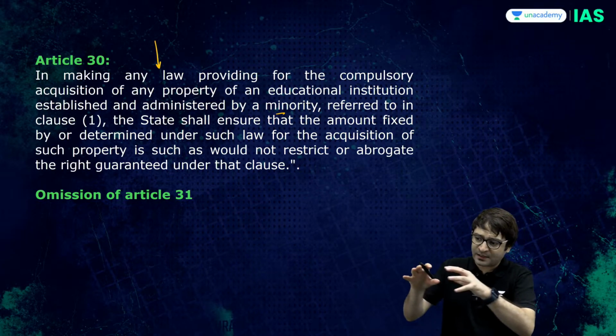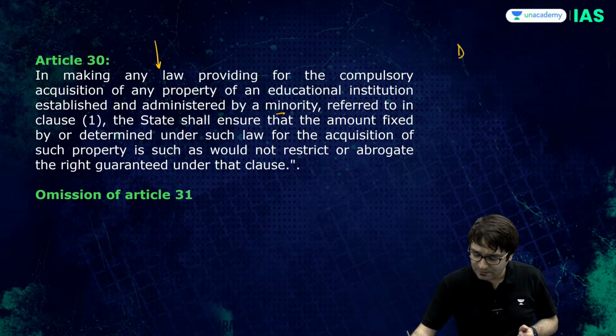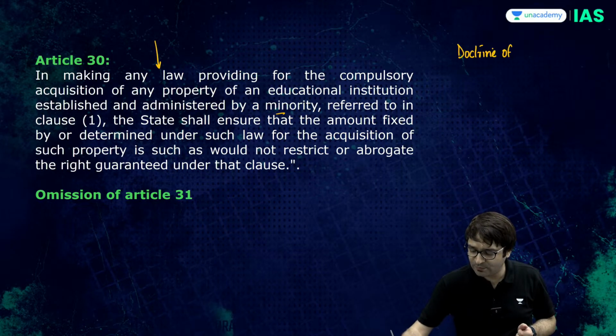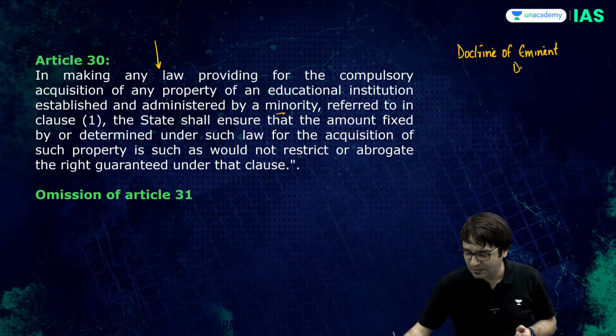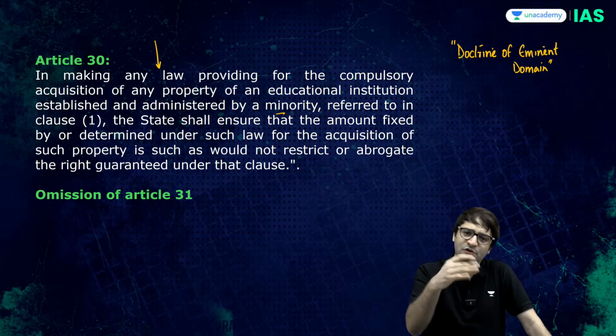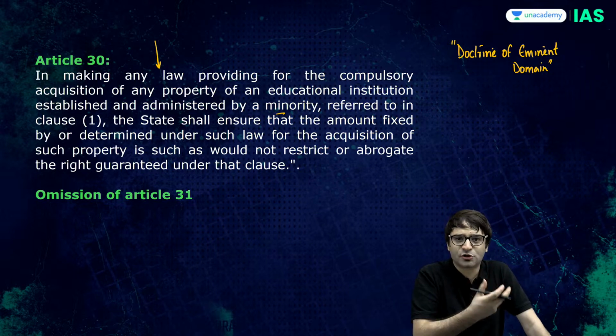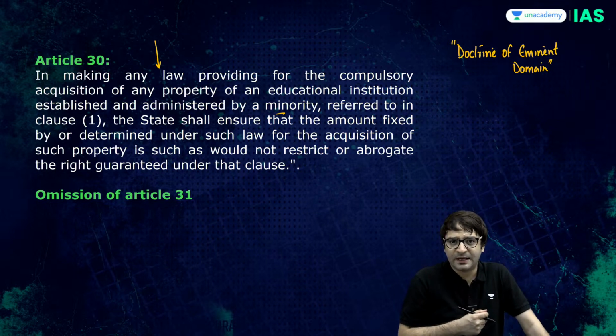Can the state acquire a private property? Yes. That's what we call the doctrine of eminent domain. Yes, if it is for larger public good, the state can acquire the property of private individuals. In fact, right to property was deleted as a fundamental right. It only became another constitutional right under Article 300A.